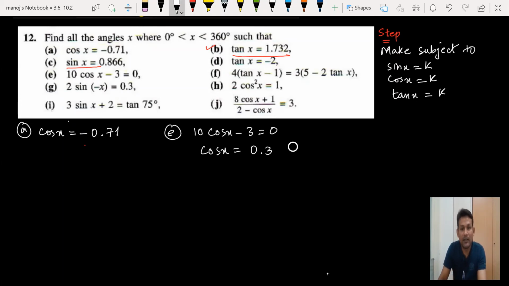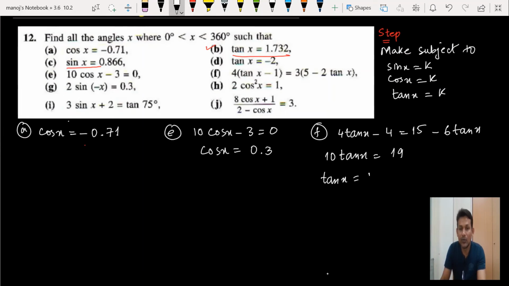This is the subject. If I take one more example, part f, you have to multiply 4 times tan x, which is 4 tan x minus 4, is equal to 15 minus 6 tan x. This 6 tan x will move here and become 10 tan x. This will move up and become 19, and 10 tan x is equal to 1.9. This is the first target: make tan x, sin x or cos x the subject. So step number 1 is that.